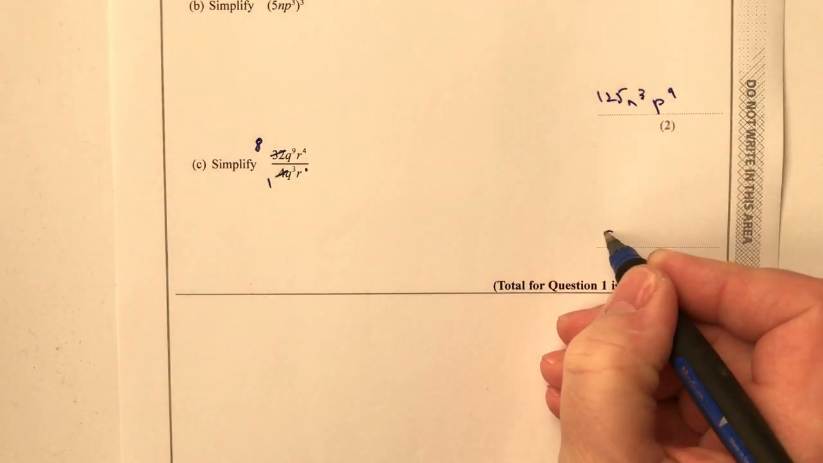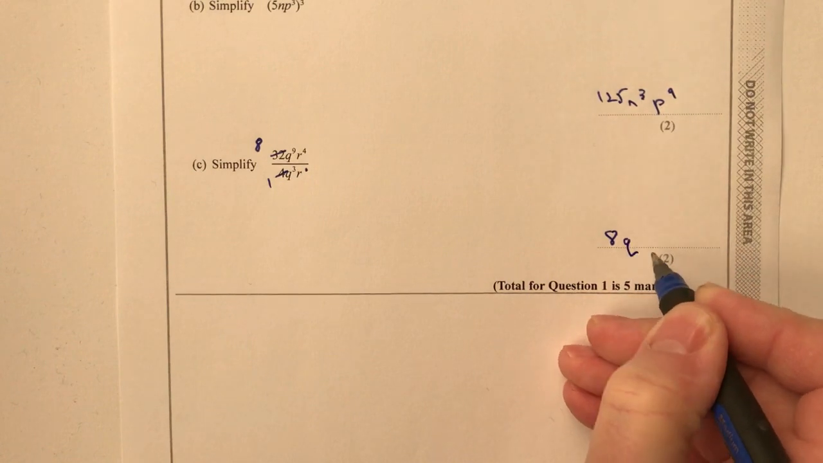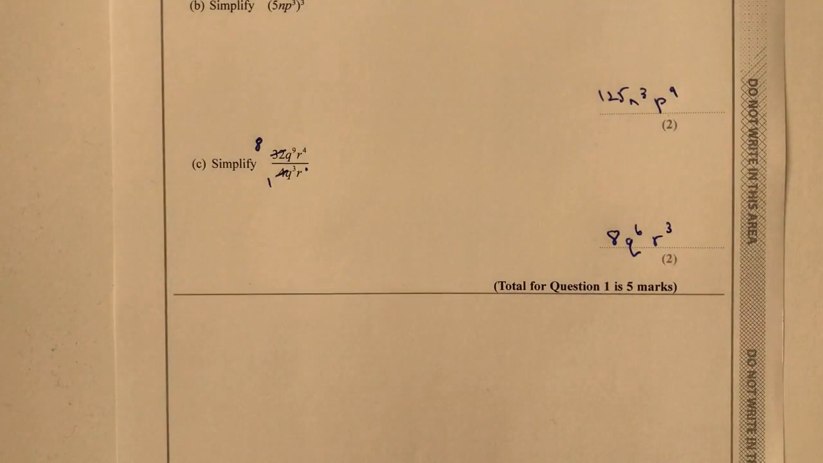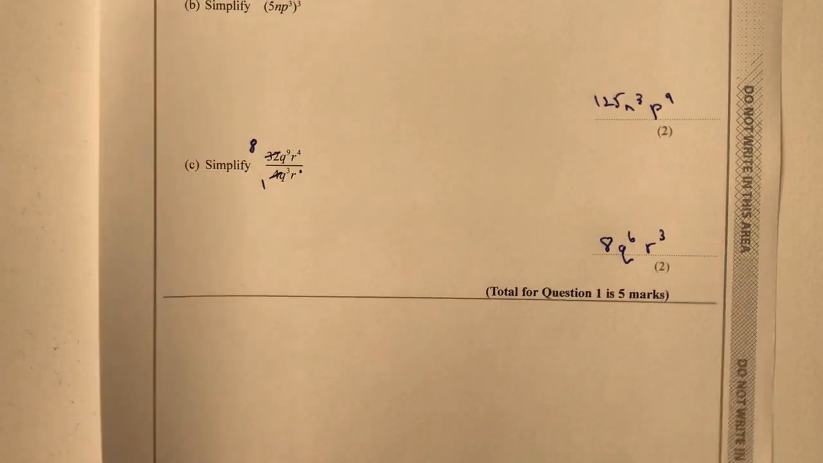Okay, and then we've got q to the 9 divided by q to the 3. Well, that would be q to the 6, because we subtract the indices, and then we've got r to the power of 4, divided by r to the power of 1. So that's again exactly the same as subtracting the indices. So what we end up with is 8, and the q term is going to be q to the 6, and then the r term would be r to the 3. Okay, and again, that's a 2 mark question, so it's worthwhile making sure that you check your answers with those. Okay, let's move on then to question number 2.